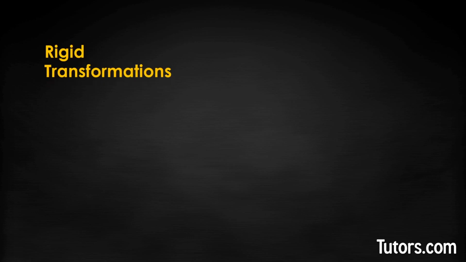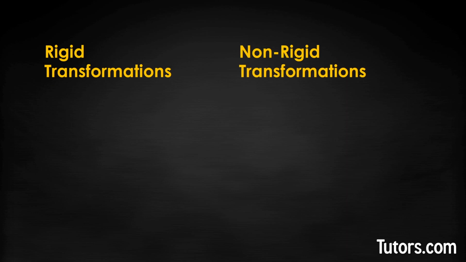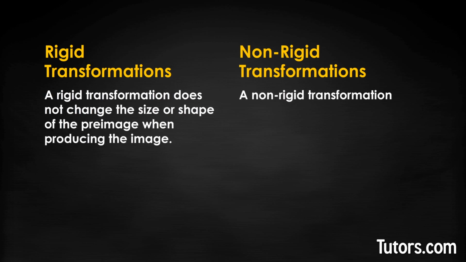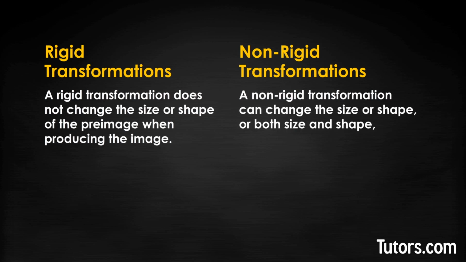Now that we know the 5 types of transformations, we need to learn which are rigid transformations and which are non-rigid transformations. A rigid transformation does not change the size or shape of the preimage when producing the image. A non-rigid transformation can change the size or shape, or both size and shape of the preimage.